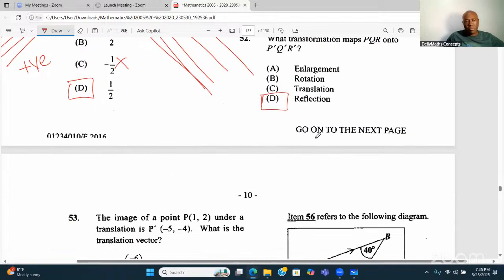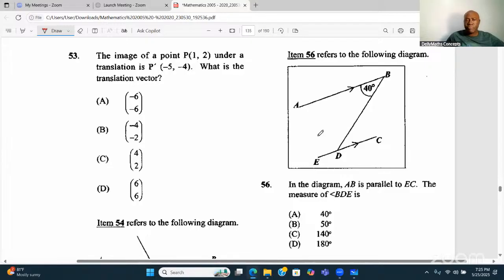All right, we're coming down. Number 53. 53 is a vector question. As you could see, they complete the syllabus with this. Everything is there. It says here, the image of the point P is 1, 2 under the translation P, which is -5, -4. What is the translation vector? So here is the thing. It's like this. Remember that object plus translation gives image, right? That's the idea. O plus T give I.